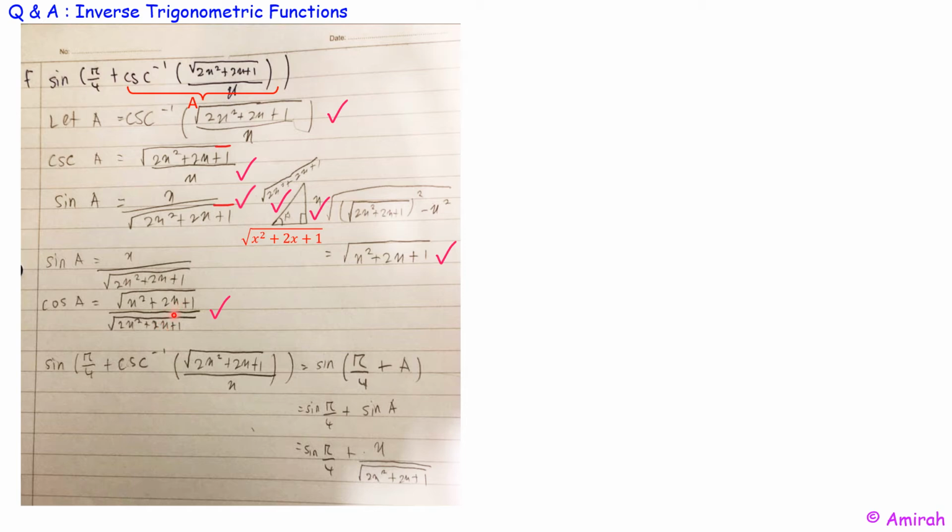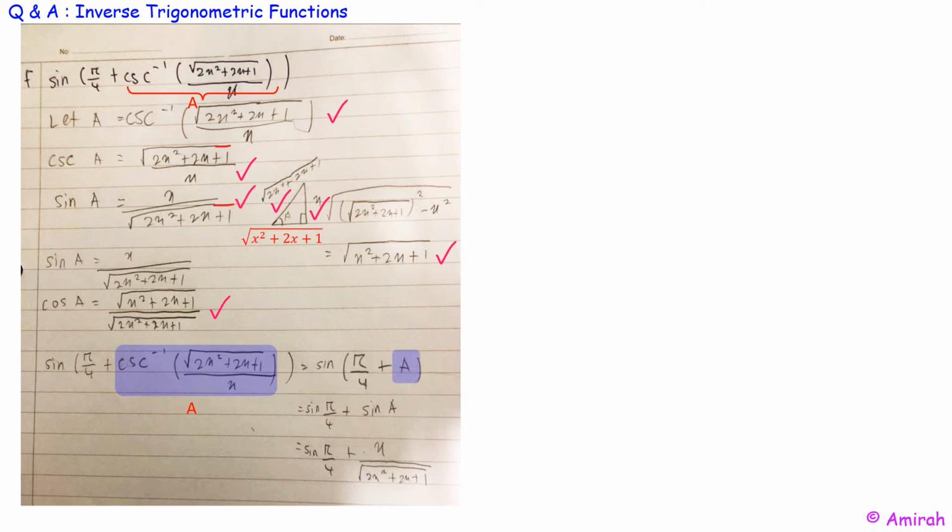Okay. Yang ni kita tak boleh simplify 2x plus 1 atas dengan 2x plus 1 bawah ya, sebab dia dalam sert. Okay. And then tepi ni, sebab dia tepi ni dia ada plus. Okay. So, we cannot simplify. So, biar je macam ni. Alright. Okay. Then, we rewrite the given question, sine of pi over 4 plus inverse cosec of square root of 2x squared plus 2x plus 1 over x. Ini tadi equals to A and then equals to sin of bracket pi over 4 plus A.